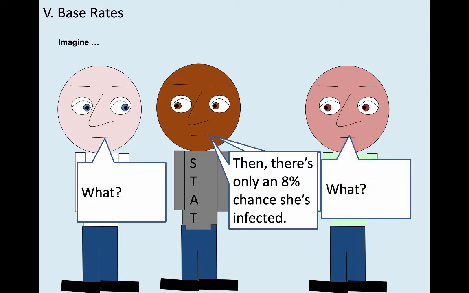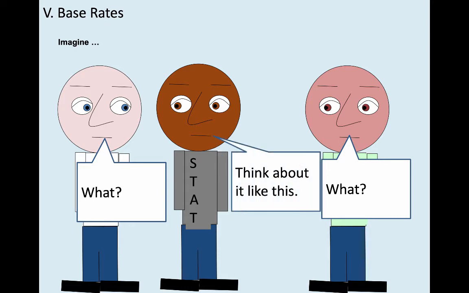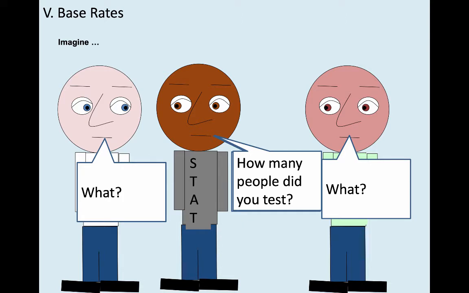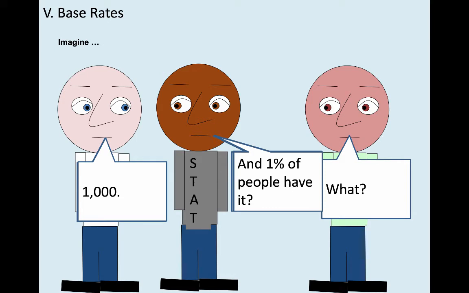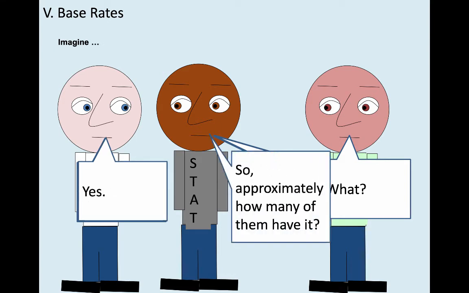Well, both Green and the doctor are confused. They wonder, how can it be that the test is 90% accurate and I test positive, and yet there's only an 8% chance that I'm infected? And the statistician then explains and says, I want you to think about it this way. How many people did you test? she says to the doctor, and the doctor says 1,000. So she says, and 1% of people have the virus? And the doctor says, yeah, that's right.